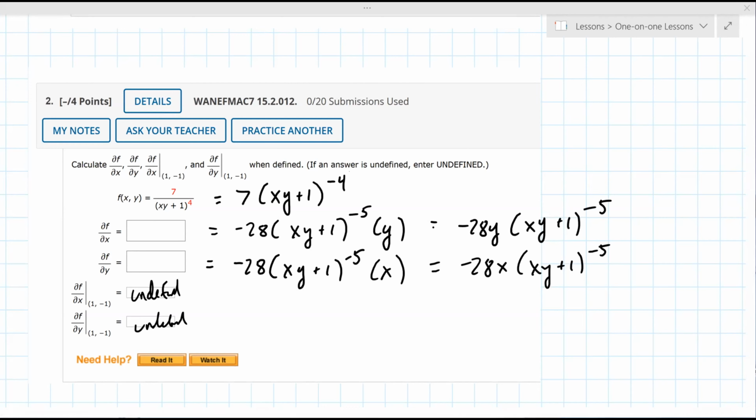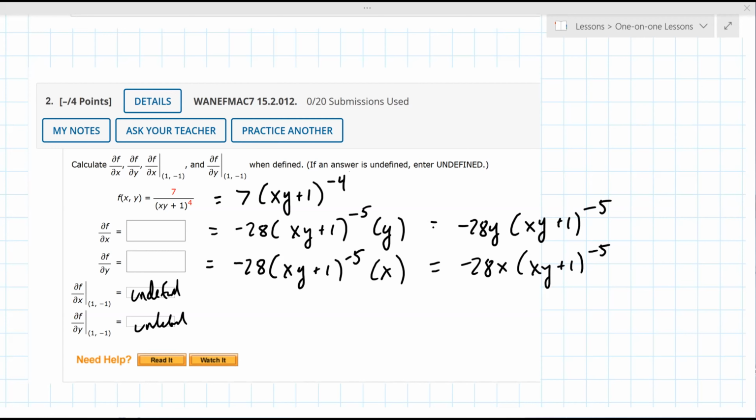Get that knocked out, or -28y(xy plus 1) to the -5 power. Whoa. And then they're both undefined. Let's see if it accepts that. Great. Let's see what it's got here. Didn't like, oh, I copied over. Okay, yeah, it's x, not y. Okay. I entered this wrong in both of these. It's really easy to do. Okay.